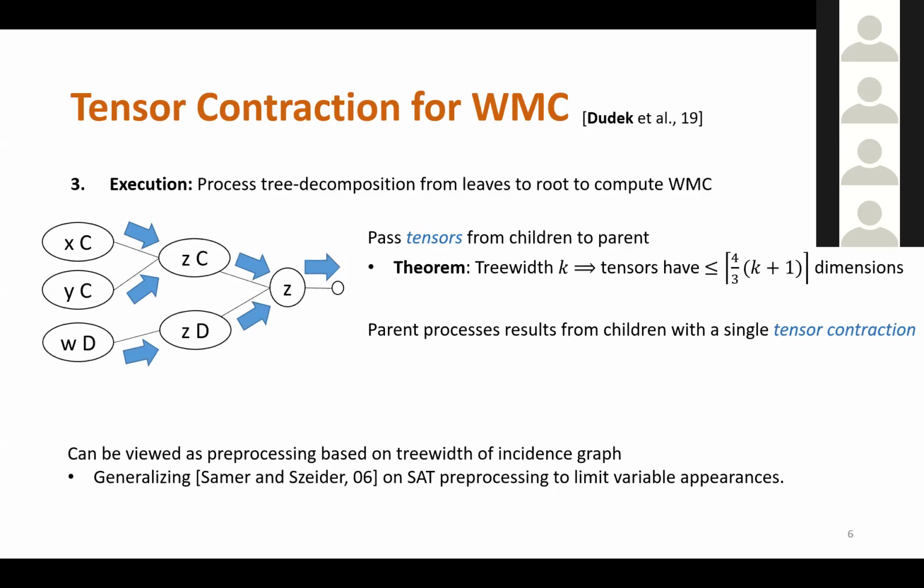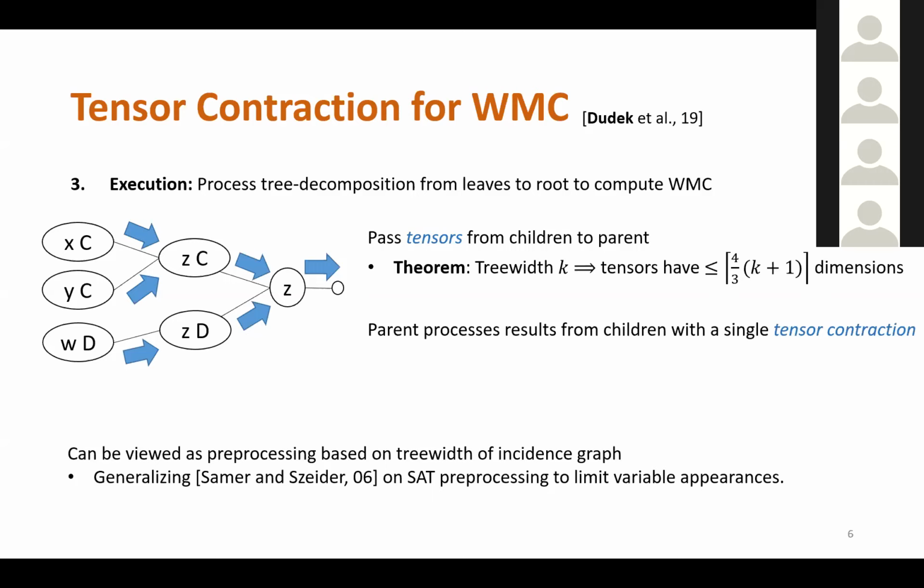And moreover, you can prove some properties. For example, if you've started with a tree decomposition of width k, then you can show that all the tensors that you will be passing throughout the algorithm have at most 4/3 k plus 1 dimensions. So you get some bound on the maximum memory you require to perform this algorithm.